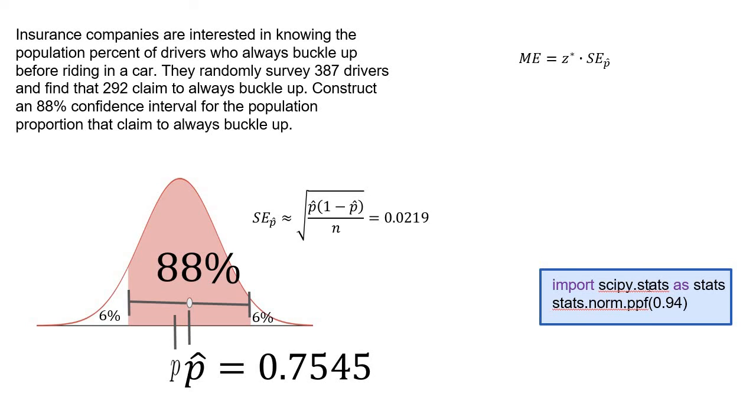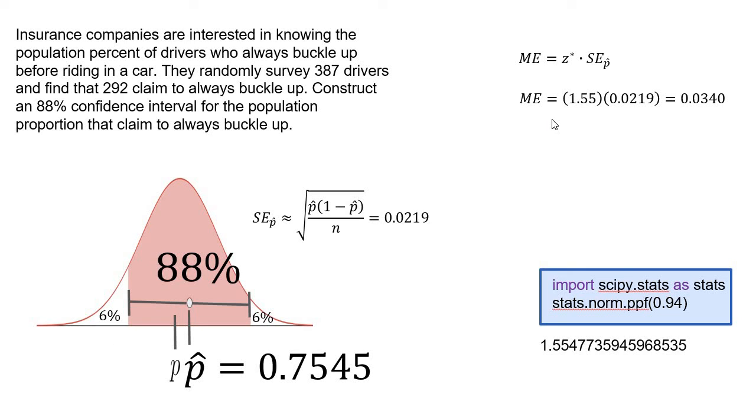So I'm going to import scipy.stats as stats. Then I'm going to use stats.norm, which is the normal distribution, but I'm going to use the PPF, which is the inverse normal. If I give it the area to the left, it'll tell me the Z-score with that area to the left. So the area to the left of this Z-score right here is a total of 0.94. I run that in Python, and it gives me this number. This is my Z star. So that's the number I need up here, Z star.